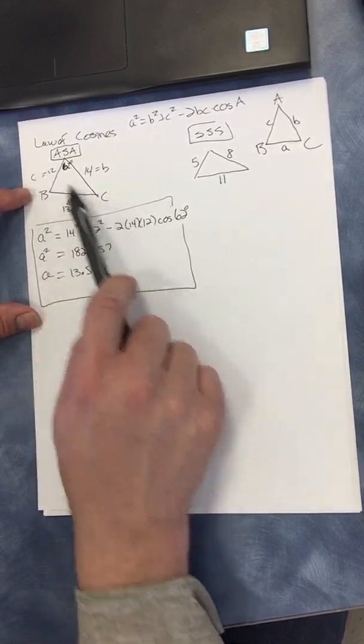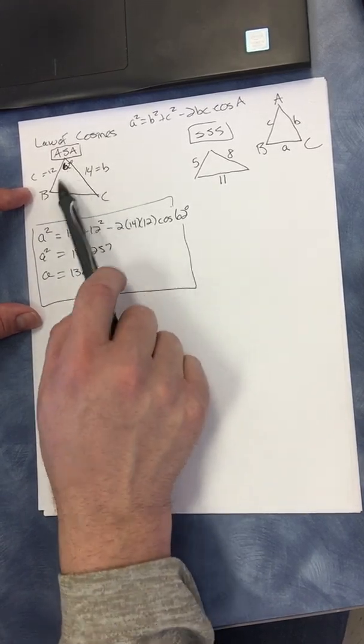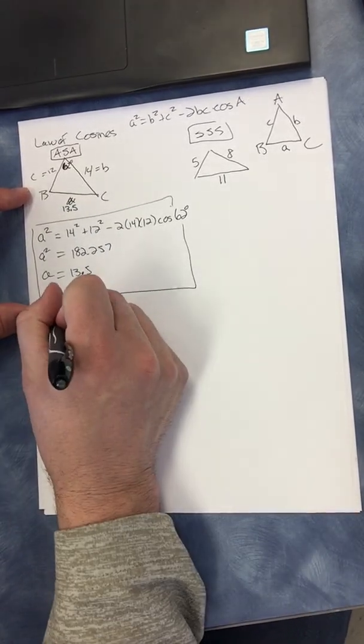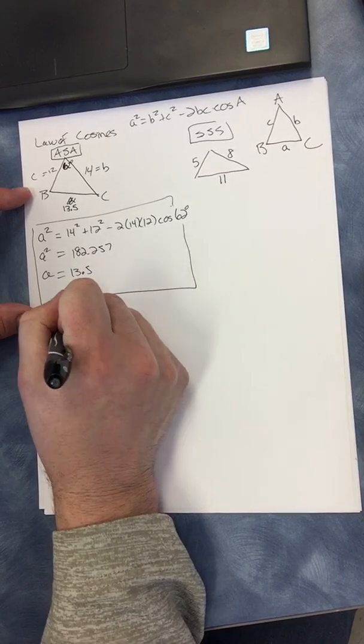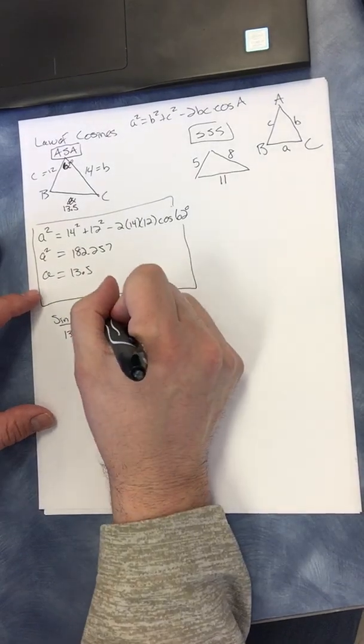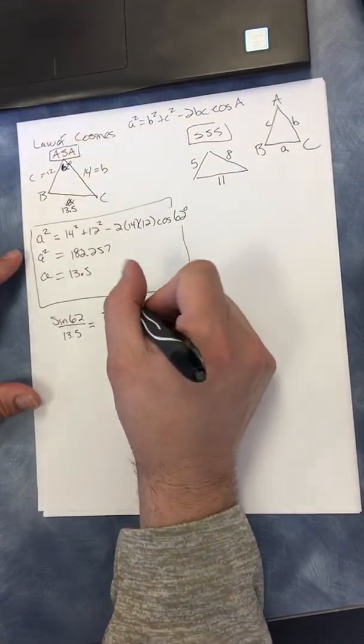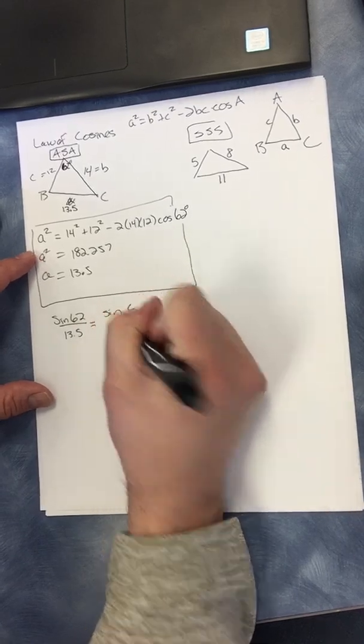So I'm going to use the inverse sine for angle C here, and then I'll go subtract from 180 to get that last angle. Okay, so I go the sine of 62 over 13.5 is equal to the sine of, I'm not going to use the long one, I'm going to use this one, sine of angle C over 12.